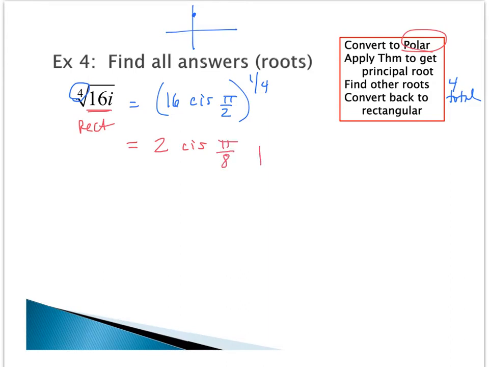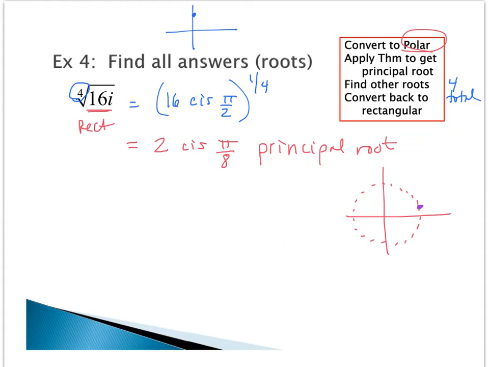This right here is what we call the principal root. If we were to visualize this in our complex graphing area, and let's say this was a circle of radius 2, pi eighths would probably be right about here. That is our first root.